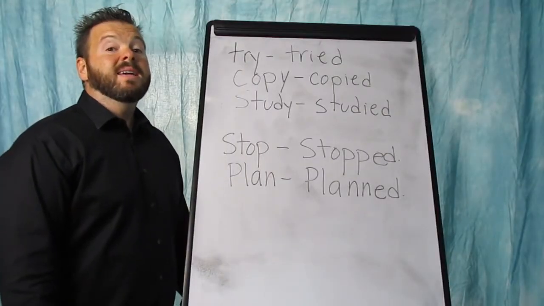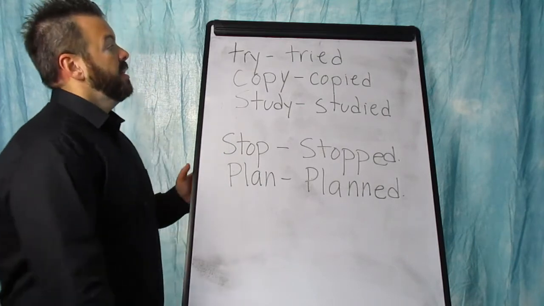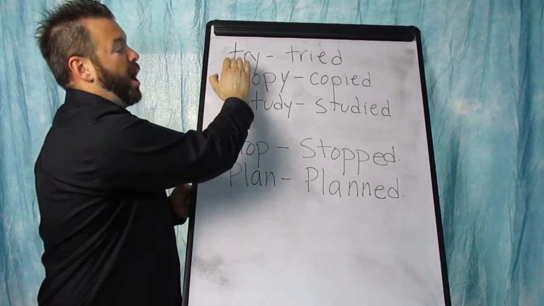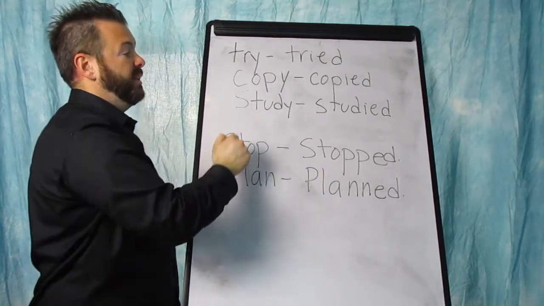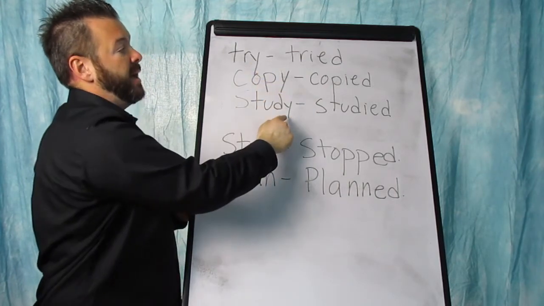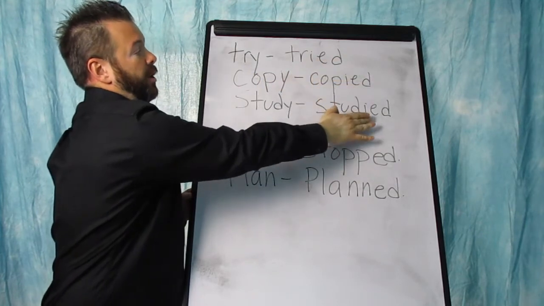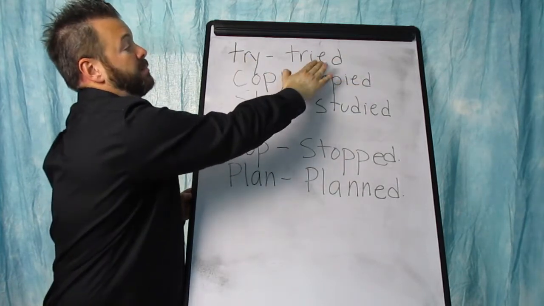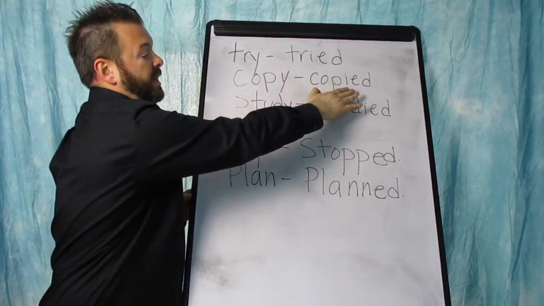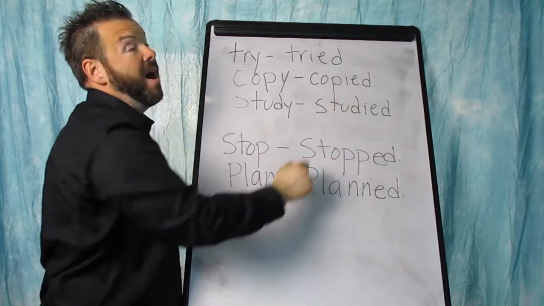Okay, here is another rule for you. If a word ends in Y, as in try, copy, and study, you drop the Y and you add IED to each word. So try becomes tried. Copy becomes copied. Study becomes studied. All have IED.